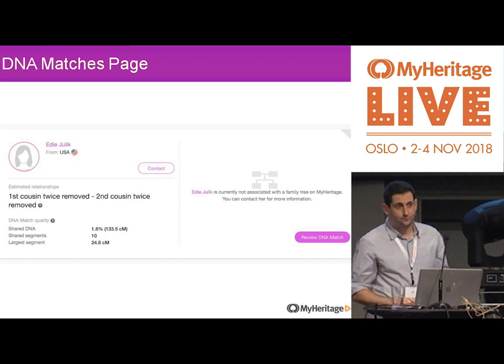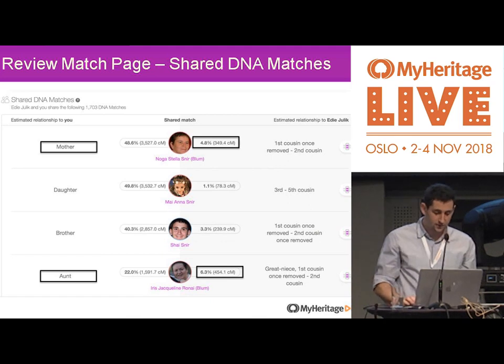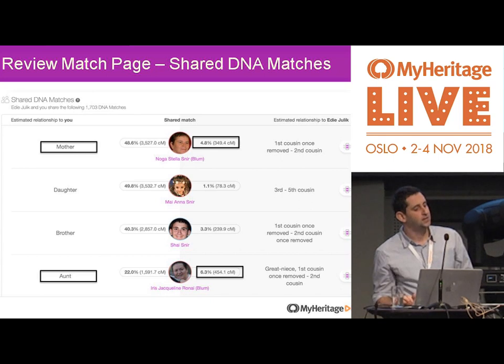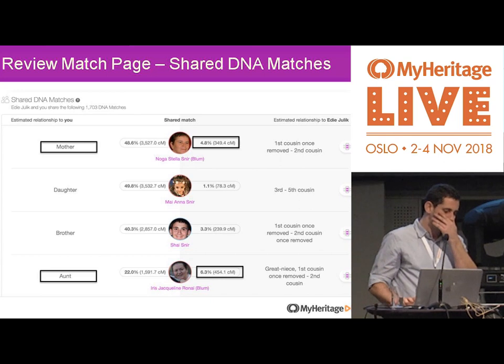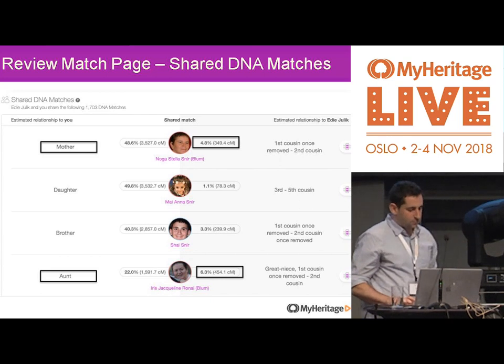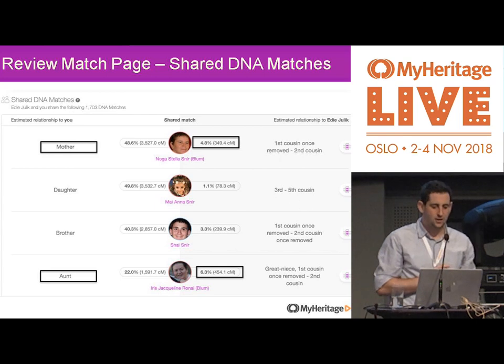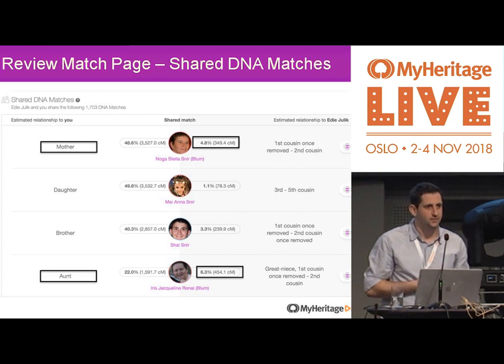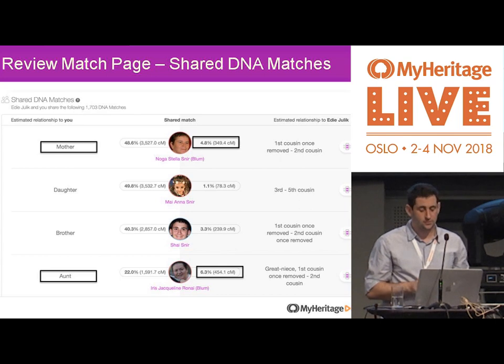So I used what I could, and I went to the shared DNA matches. And on the shared DNA matches, I saw my mother, Noga, at the top, and her sister, Iris, at the bottom. I didn't see anyone from my paternal side, and I've tested a lot of people from my paternal side. The ones in the middle are my daughter and my brother, Shai, who you saw before. Now, when I looked at the percentage that they share with Edie, it was very high. Iris shared 6.2%. That's very close. That's a second cousin. And I'm not familiar with any Juliks.